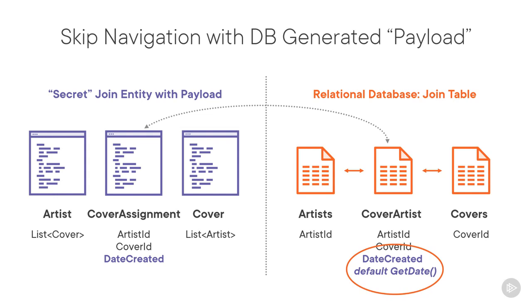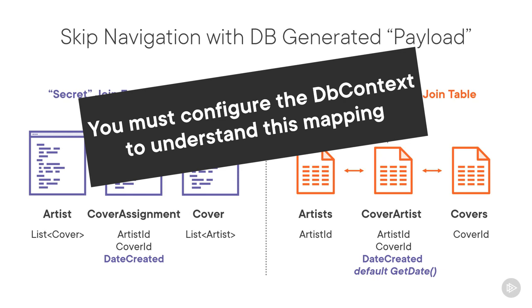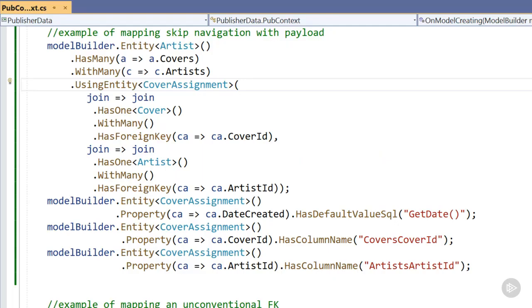By specifying that the date created property maps to a column in the database that has a default value, for example, SQL Server's getDate function. Another key ingredient of this pattern is that it will not be recognized by convention. There's nothing in the artist or cover class that connects it to the cover assignment class, and the cover assignment class has no knowledge of the artist or cover class. For example, it doesn't have any navigation properties. So EF Core will just continue with the skip navigation that we were already using, unless you explicitly map this in the DB context on model creating. The configuration is pretty complicated.